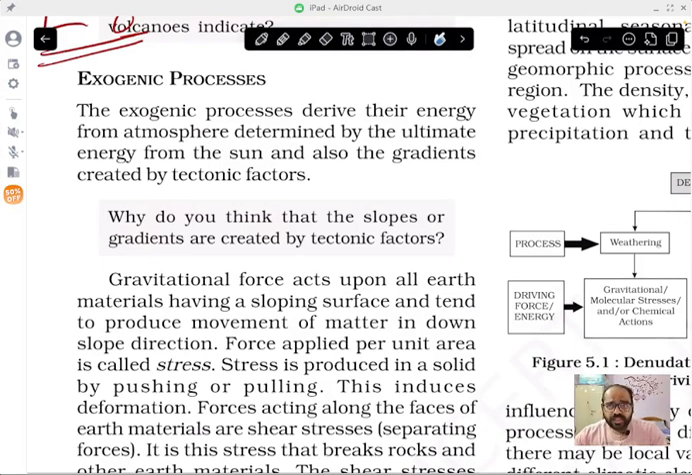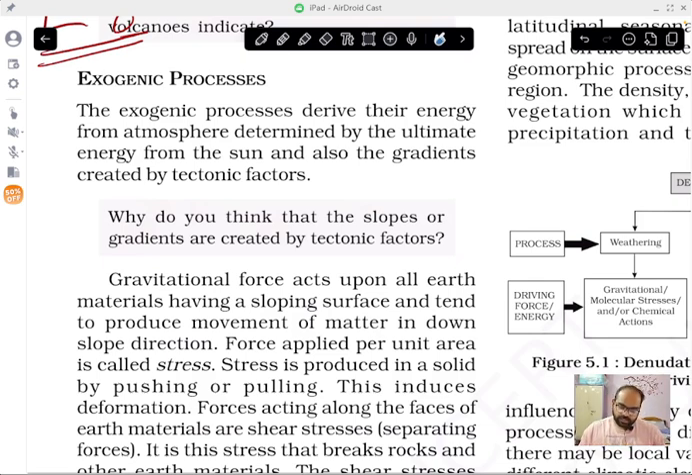In this lesson we are going to learn about exogenic process. In the previous class we learned about endogenic process that happens in the interior of the earth, that is in the crustal portion, which results in the formation of continents and fold mountains and many other landforms like plateaus. Now we are going to learn about exogenic process.